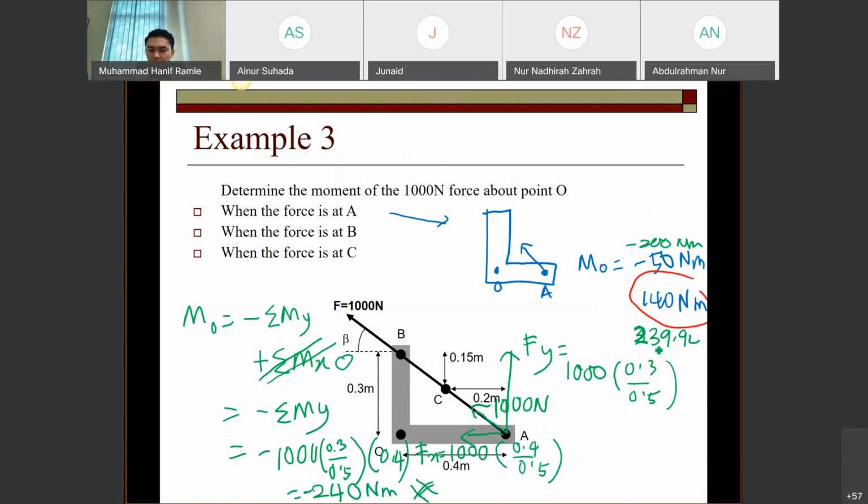So your answer, this one only one. Junaid, is it? You got the same answer as me, but of course you are using angle. I'm using the distance. This one is wrong. The answer is 240 Newton meter in negative value, because I am assuming counterclockwise is negative.